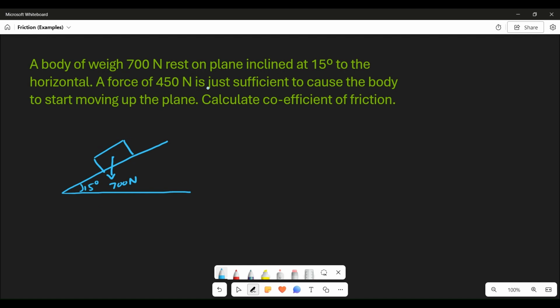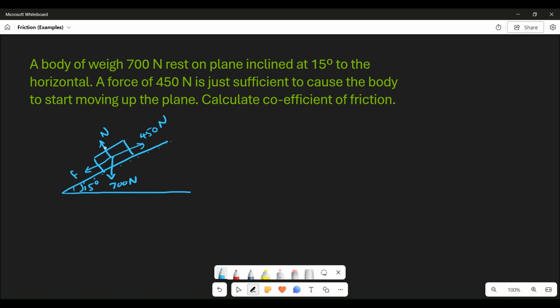A force of 450 Newton is just sufficient to cause the body to start moving up the plane. Again, moving up the plane means intended movement is upwards. So you are putting a force 450 Newton, right? This 450 Newton is responsible for the upward movement. So friction will act downward. Friction is always opposite to the motion. So movement is upward, friction is downward. And one more force you will get is N, normal reaction N, which will be normal to the surface, this rough surface.